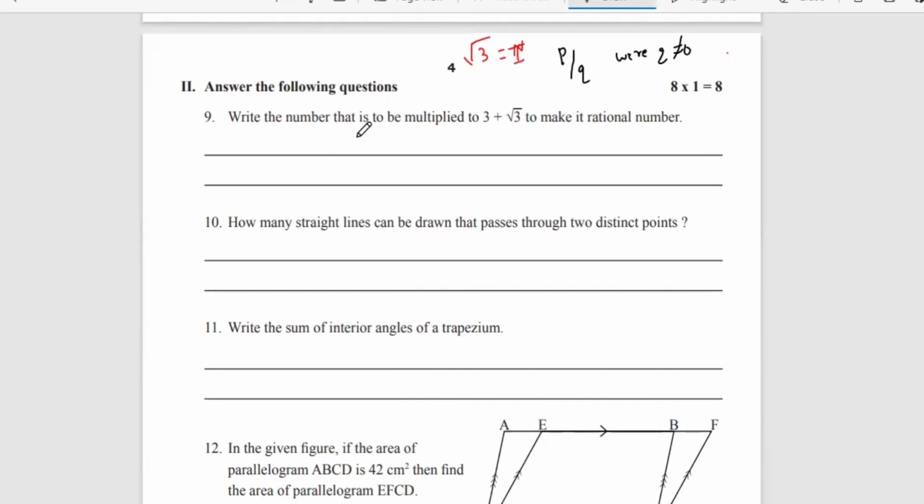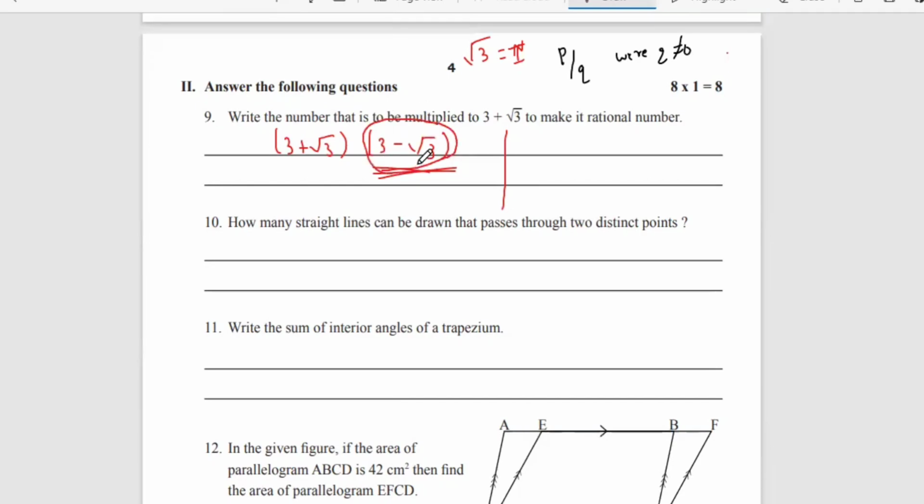So for that purpose, they're asking which number is to be multiplied. So 3 plus root 3 is our question. We are going to multiply with the same number with the negative sign, that is 3 minus root 3, because when we solve, we will get a rational number. The solution is not required. They're asking which is that number. So our final answer is 3 minus root 3.